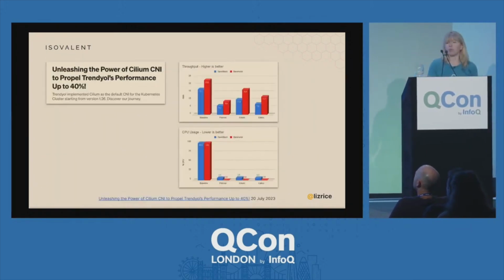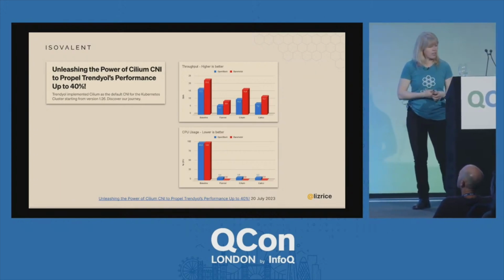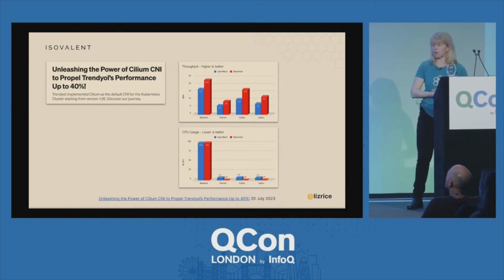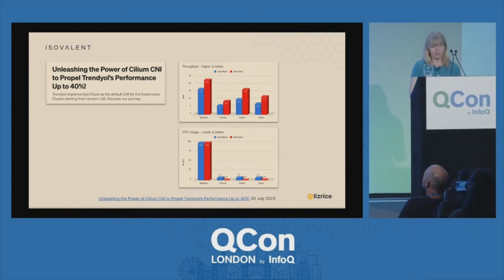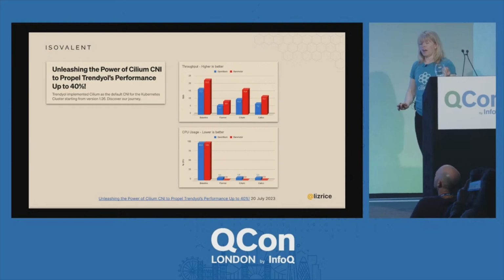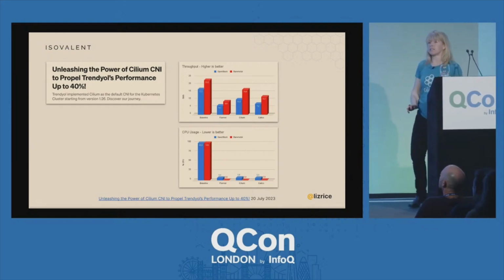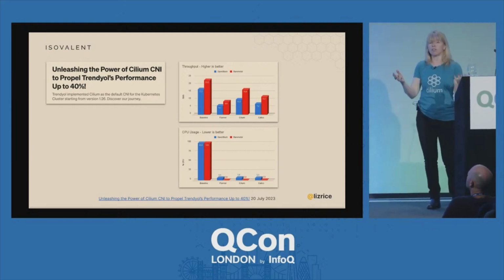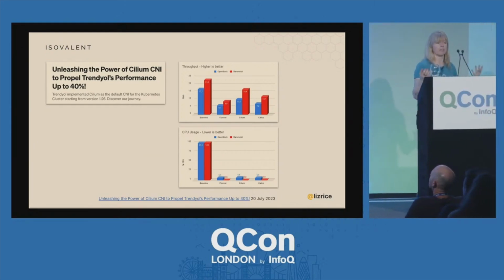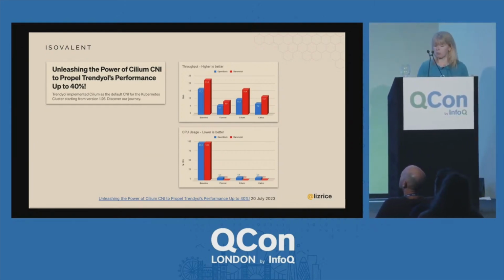And this is borne out by real-life examples. This is a Cilium user called Trendyol who published a blog post about the amazing performance improvements that they saw, and particularly much less CPU usage. So if we're not using the CPU for networking, we can either use it for something else or just be more cost effective.